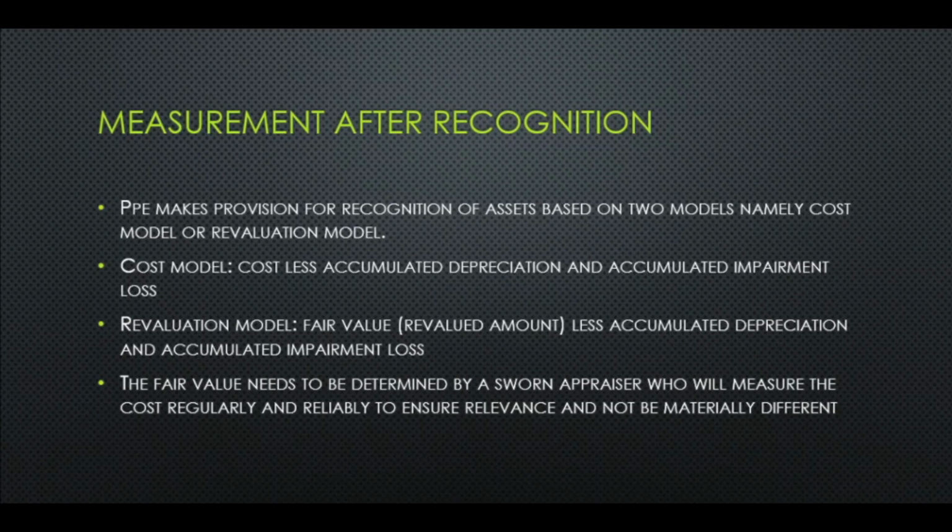How do we get the fair value? The fair value needs to be determined by an appraiser who will measure the cost regularly and reliably to ensure relevance and not to be materially different.